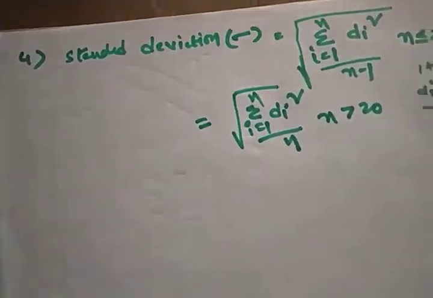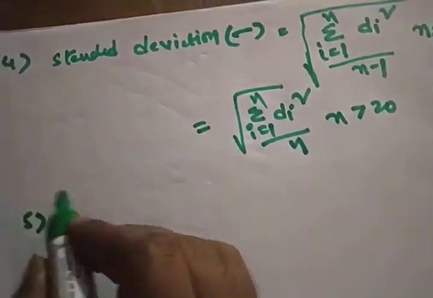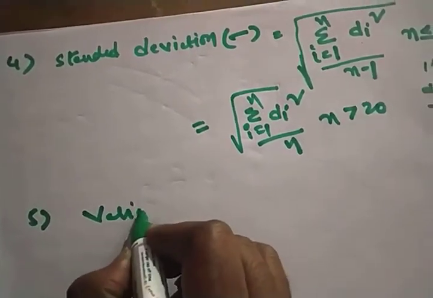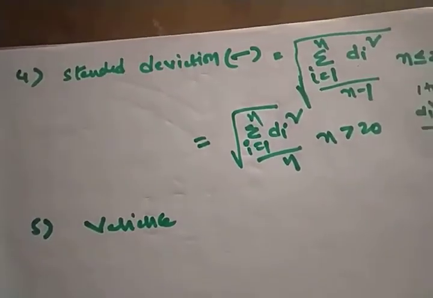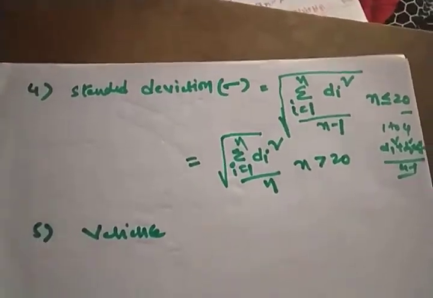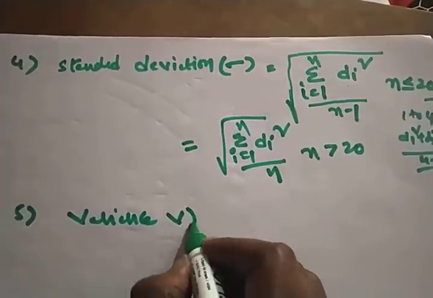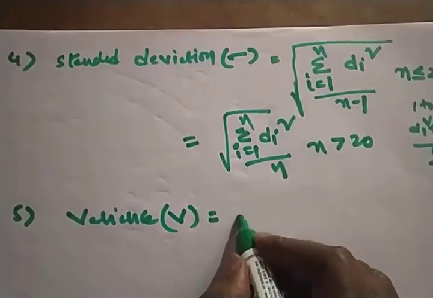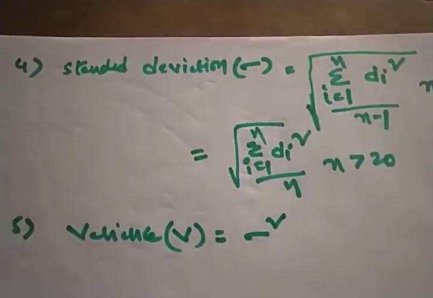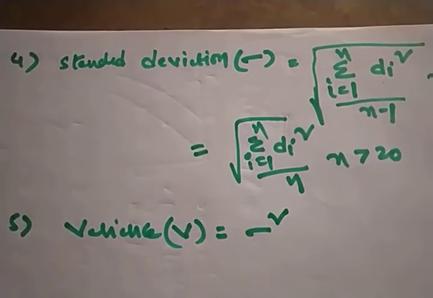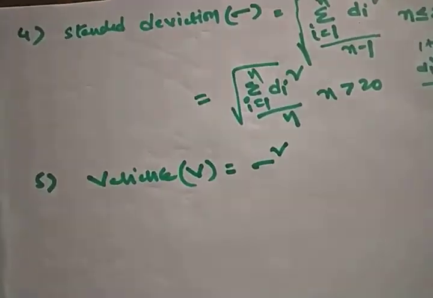Now the fifth formula is variance. You don't need any definition for all of this. The variance can be denoted by V. It is sigma square. Right? So the variance formula is sigma square.